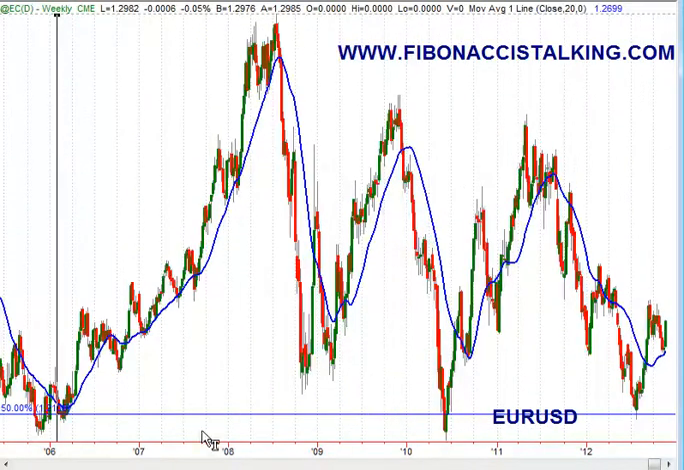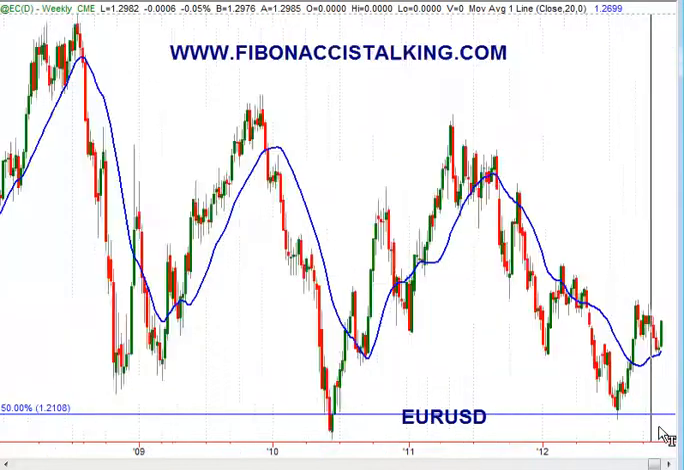We have support in the 121.20, 121.50 area, and as we can see, this was tested in mid 2010 and again in mid 2012. Every time we get to the lows, the bottom of this channel, we have a reaction higher, and we are having the same this year as well.